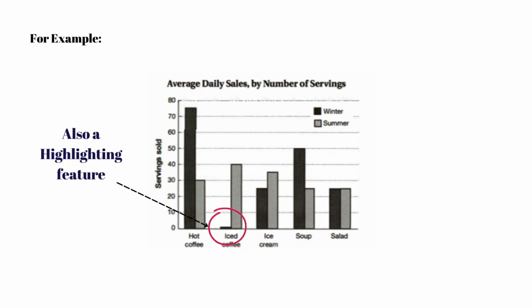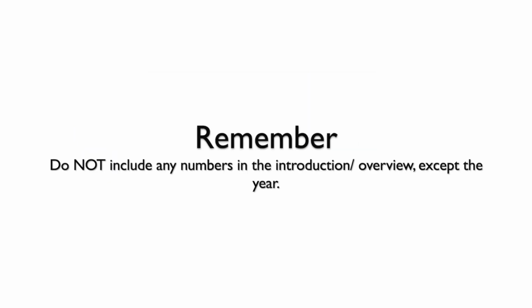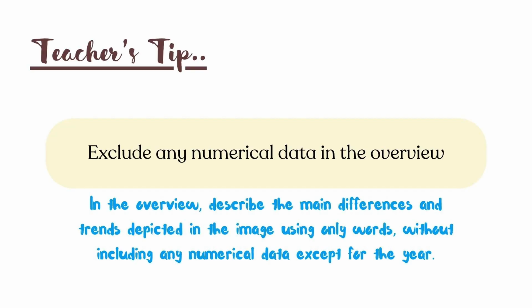If there are more than 1 points like this, you should add all these in your overview. Remember, in your overview or your introduction, you do not include any numbers except for the years. No numerical data should be entered in your overview or the introduction.